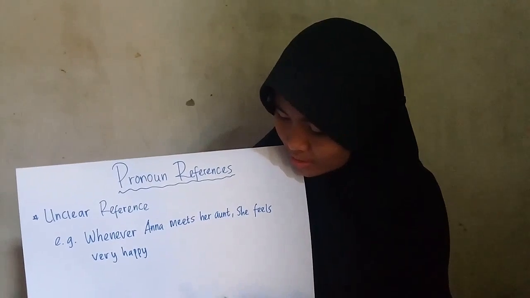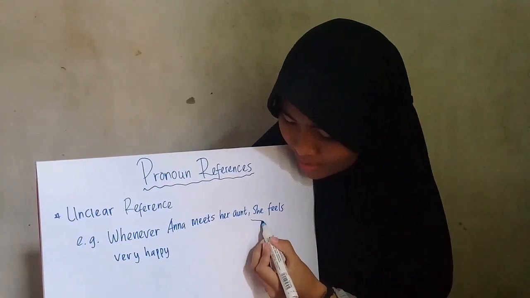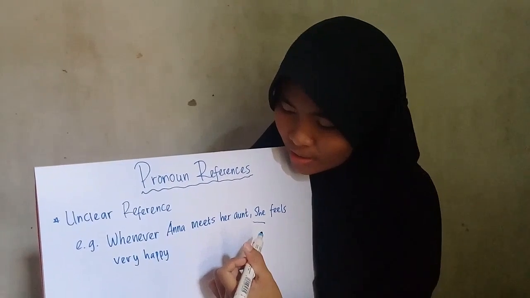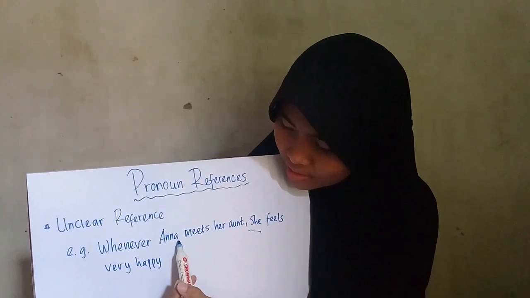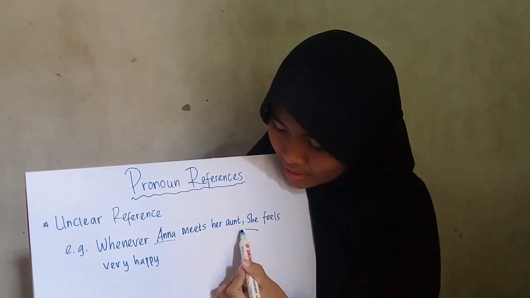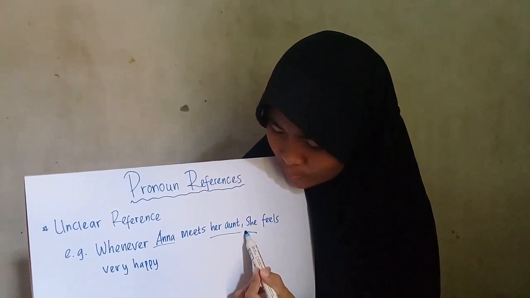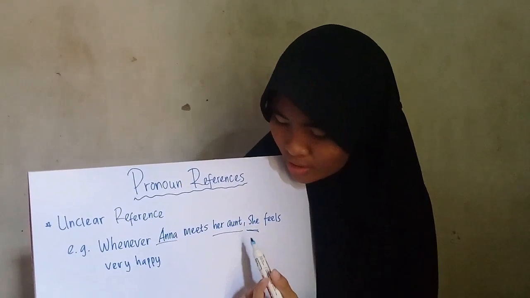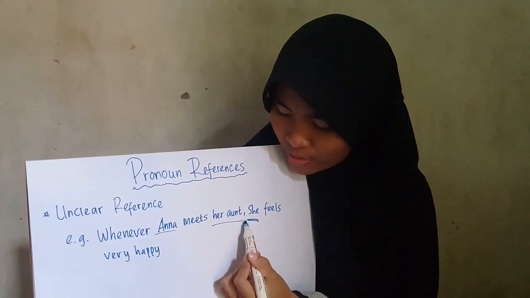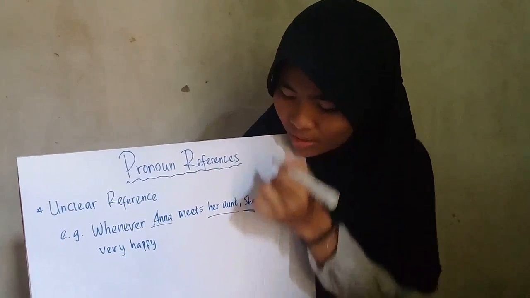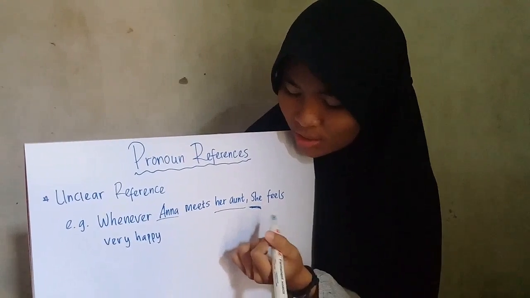Okay, so now there is a pronoun here, "she". But when we look at the previous clause here, there are the nouns Anna and her aunt. Both are female nouns, so it's going to be confusing for us to determine whether "she" refers to Anna or her aunt. So, to make it clear, we should replace this pronoun "she" with a noun.